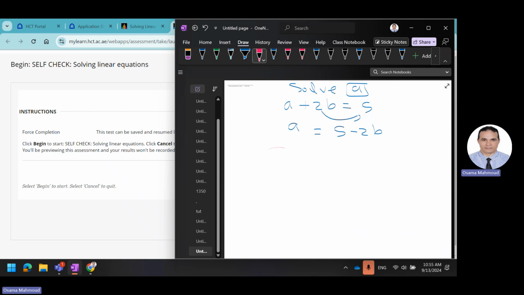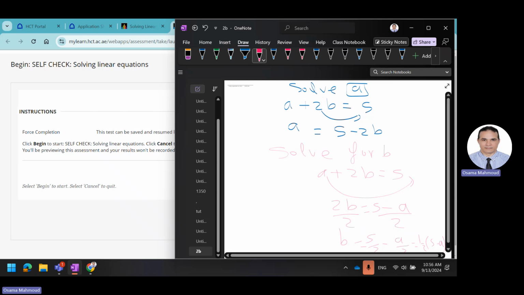If they said no, solve for b, with a plus 2b equals 5, in this case I will keep b on one side, so I have to move a. So I have 2b equals 5 minus a. I'm looking for b only. How to get b? I have to get rid of the 2. 2 is multiplied, so I get rid of it by dividing. So b will equal 5 over 2 minus a over 2, right? Or you can write it like this.